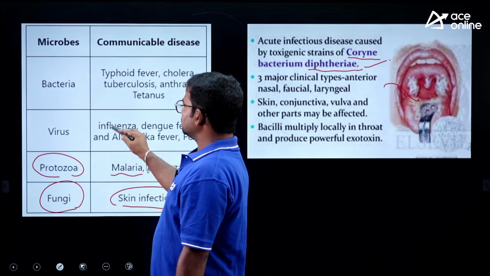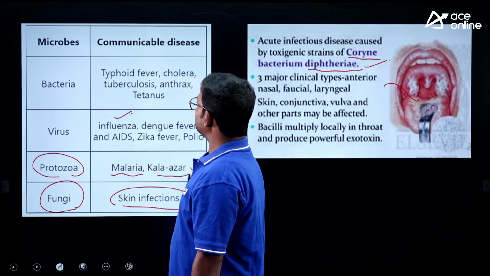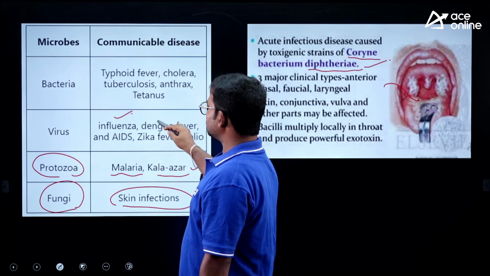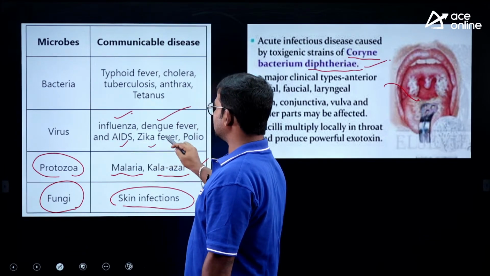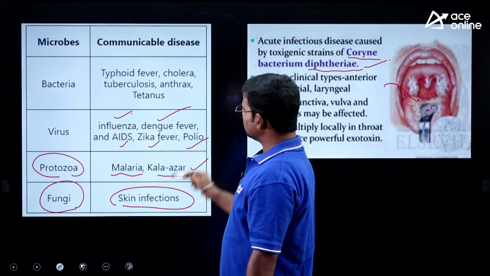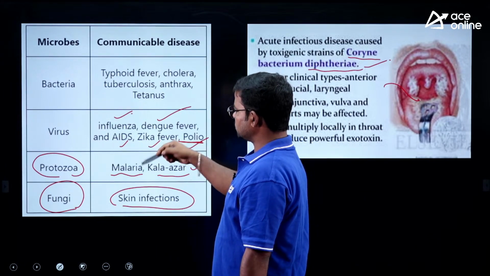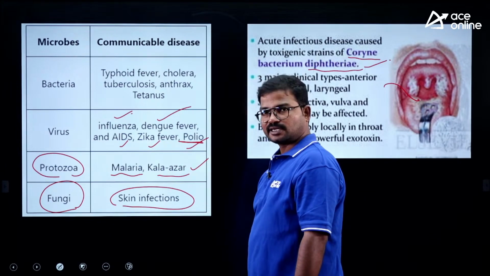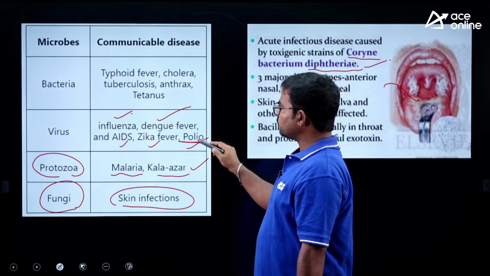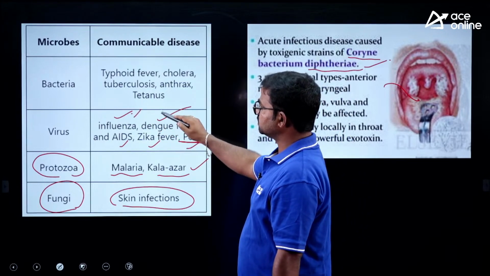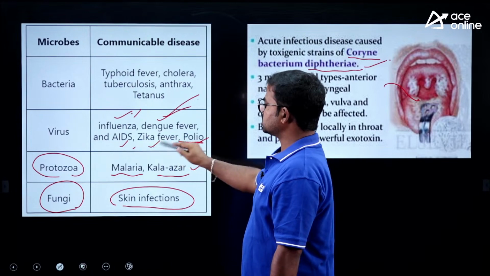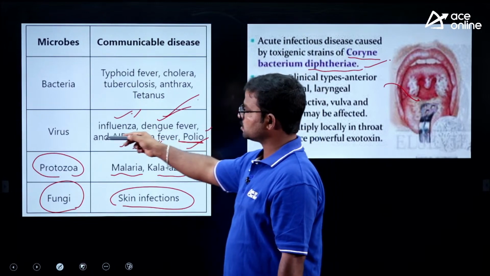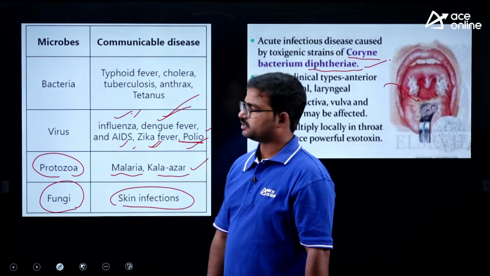Next one, virus. So virus-related diseases are influenza, dengue, AIDS, Zika fever, polio. We already discussed polio and some of the diseases in previous questions. So you have to remember this terminology: influenza, dengue, AIDS, Zika fever, polio. These are all caused by viruses.